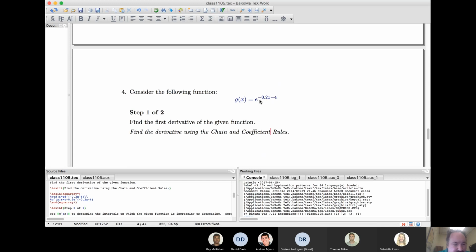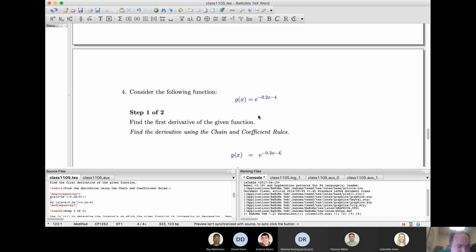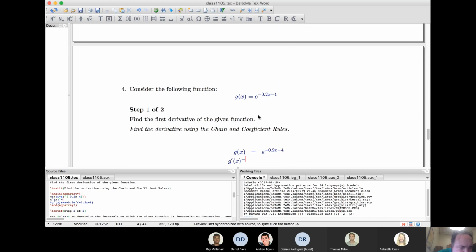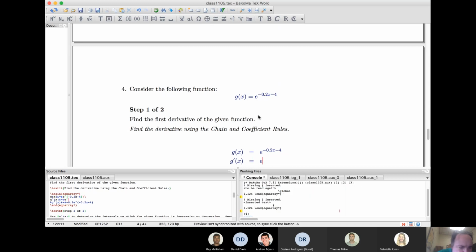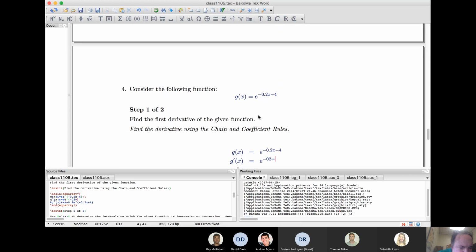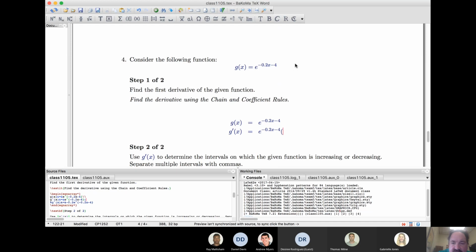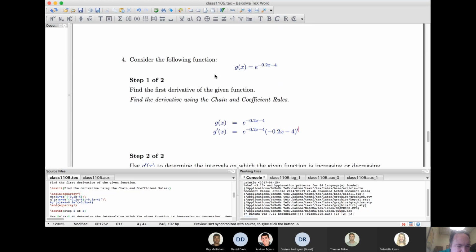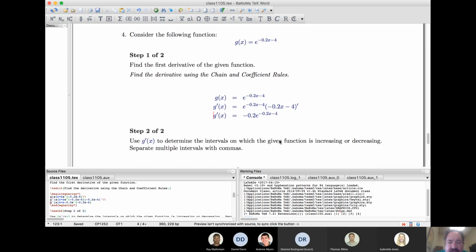So the derivative of this exponential function would be itself times the derivative of the exponent. So then you go ahead and carry out that differentiation. Derivative of this is just going to be minus 0.2. So we'll just multiply by that out front, and there is the derivative.